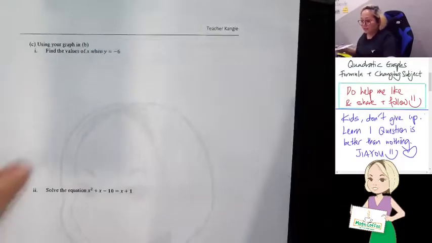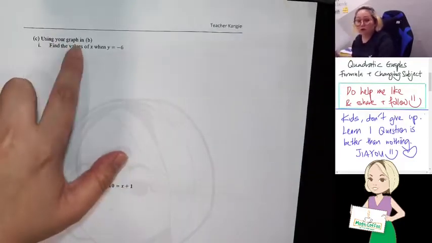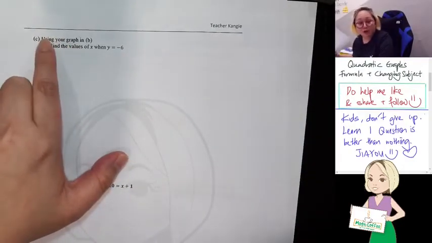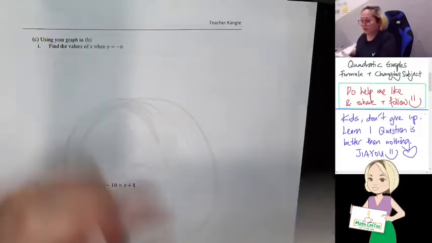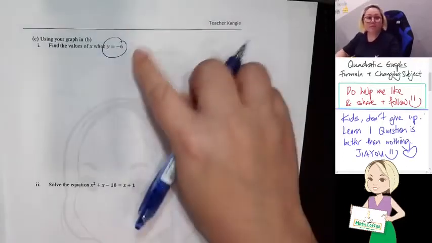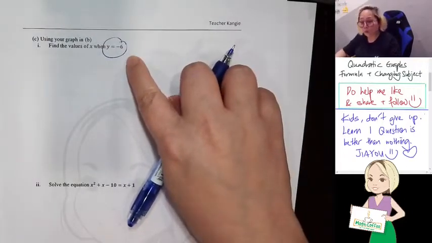So take note, part C. Using your graph, take note, they say use your graph. So find the values of x when y equals to -6. So y equals to -6 means you need to draw a horizontal line, y equals to -6.